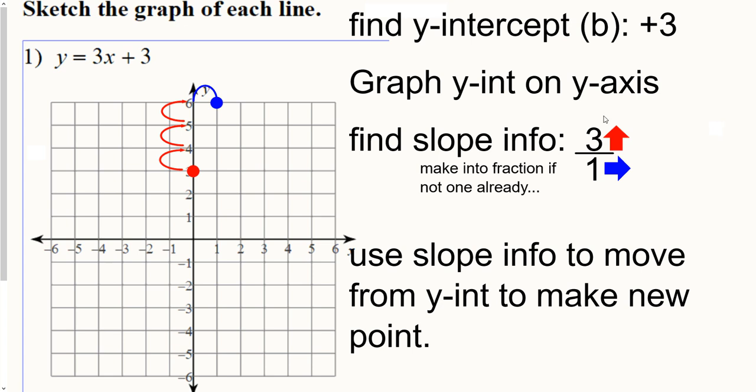Now again, real quick on the slope business. If the top number is positive, we go up that many spaces. If the bottom number is positive, we go to the right that many spaces. If it was negative on the top, we would go down. If it was negative on the bottom, we would go to the left. So just make sure you pay attention to the signs for the top and bottom number of the fractions. Now, after you've got your 2 dots, just put a line through it and you're done.